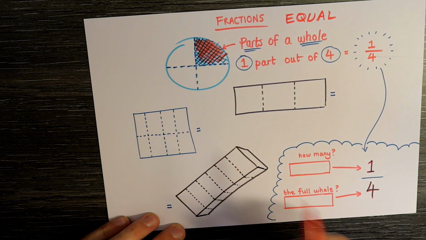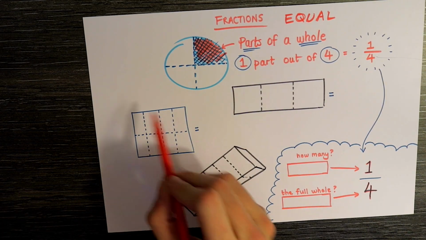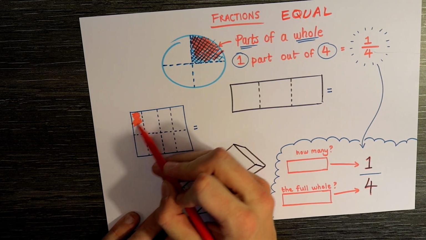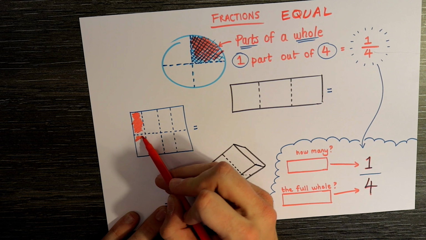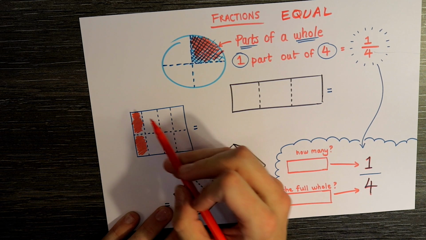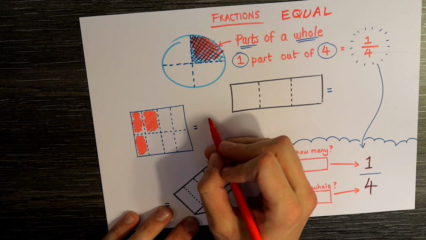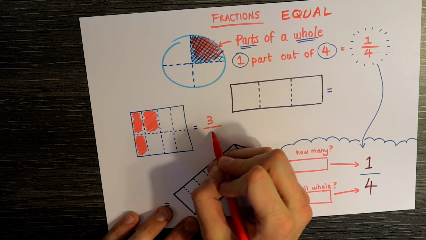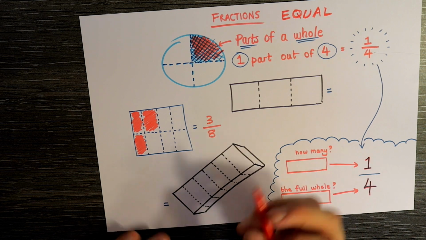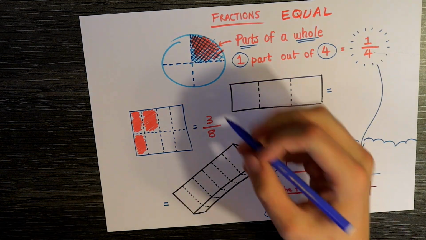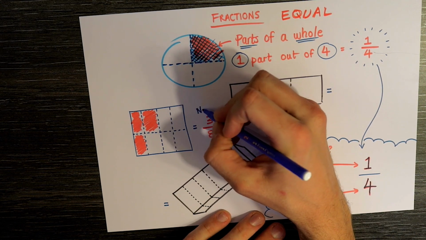This is a square pizza, or a square shape. It's a whole thing, and depending on how we look at it, we could take 1 piece, we could take 2 pieces, we could take 3 pieces. Let's take 3 pieces. So we've got 3/8.